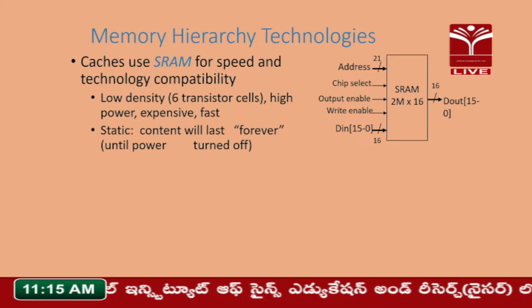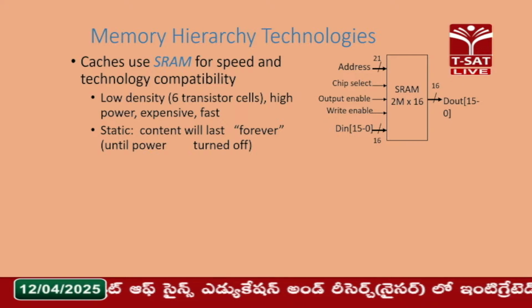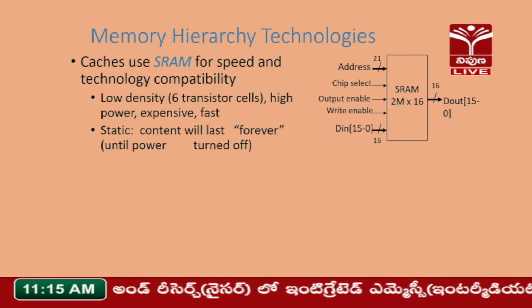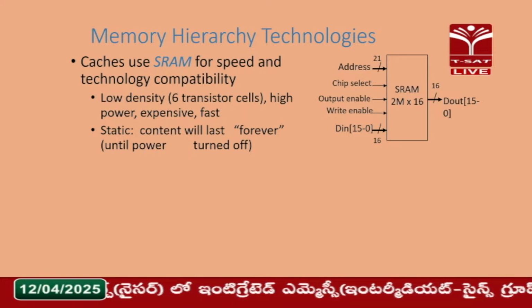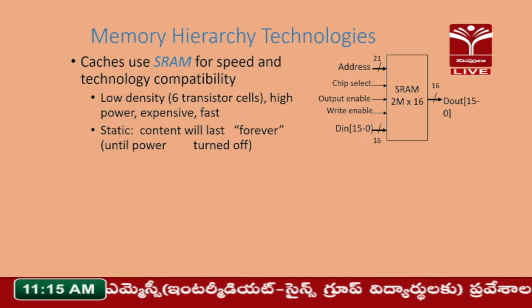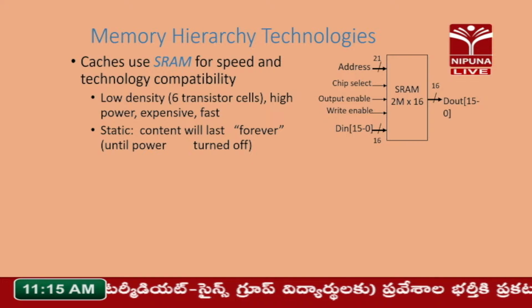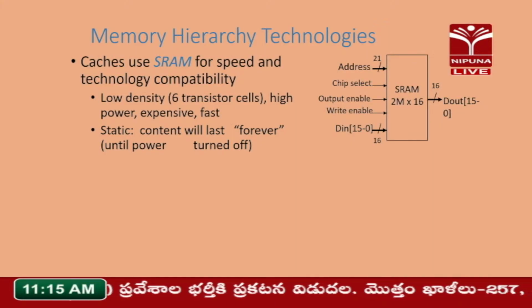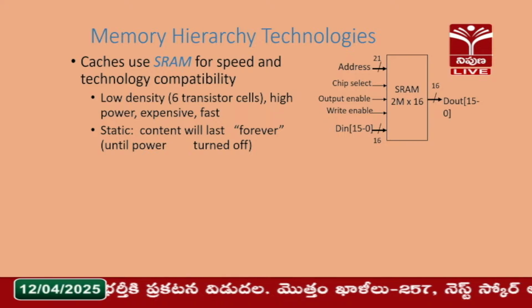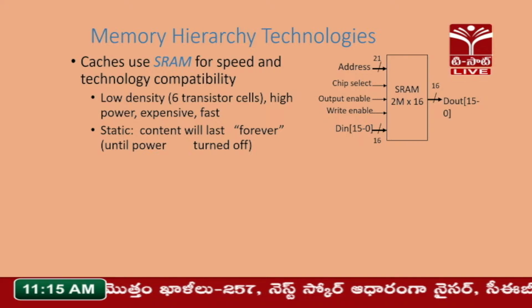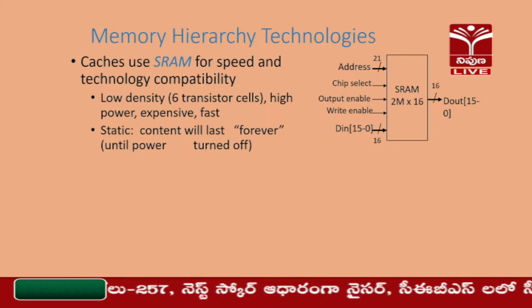So when you look at the memory hierarchy technology, the cache uses SRAM. SRAM is a static memory. A static memory means it's actually a 6 transistor design that takes some area. It's high power, expensive, but it's faster. That's the advantage. And it is static, which means the data will be there until you turn off the power. So if you turn off the power, the data will not be there. But as long as the power is available to the CPU, the data will be there in the SRAM.